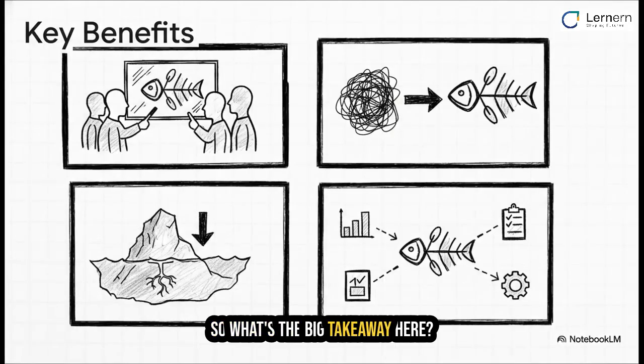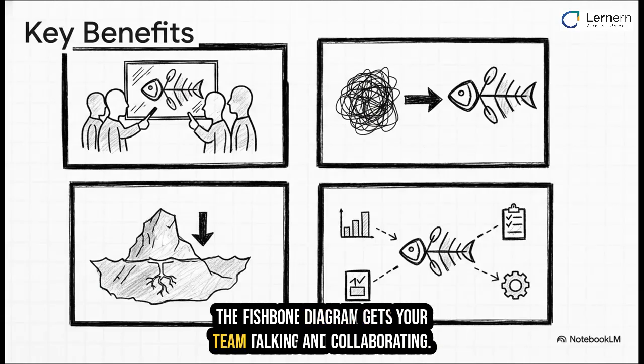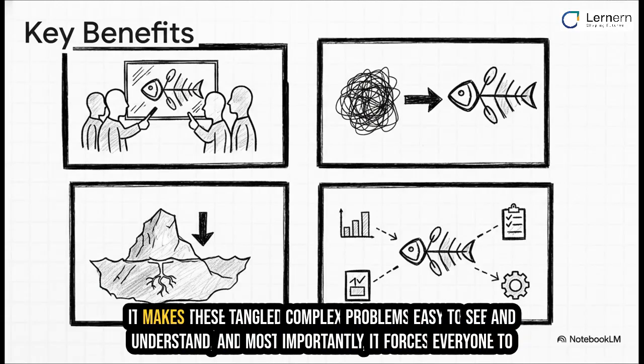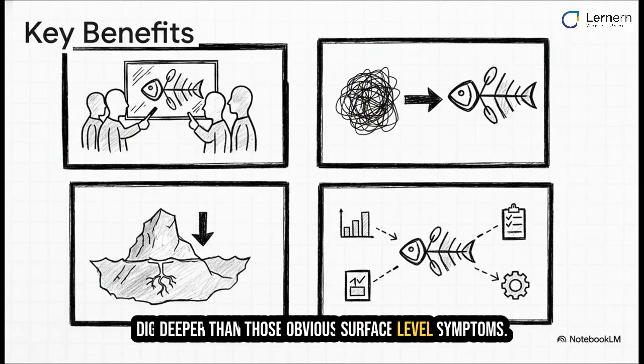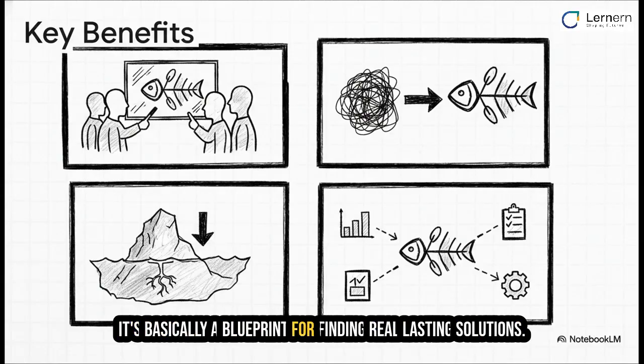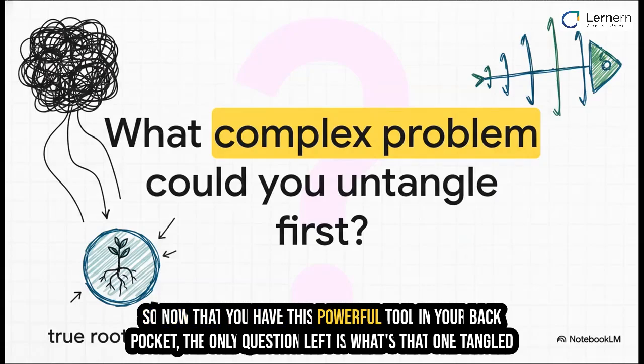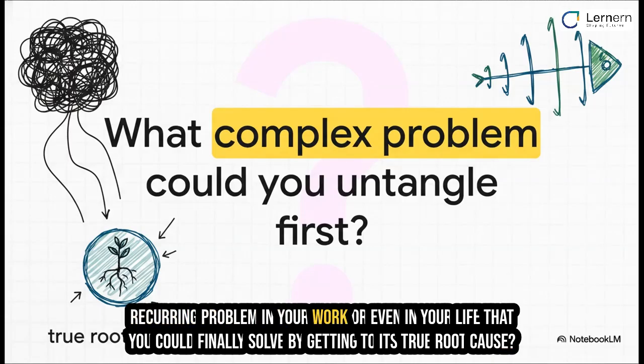So, what's the big takeaway here? The Fishbone Diagram gets your team talking and collaborating. It makes these tangled, complex problems easy to see and understand. And most importantly, it forces everyone to dig deeper than those obvious surface-level symptoms. It's basically a blueprint for finding real, lasting solutions. So now that you have this powerful tool in your back pocket, the only question left is, what's that one tangled, recurring problem in your work or even in your life that you could finally solve by getting to its true root cause?